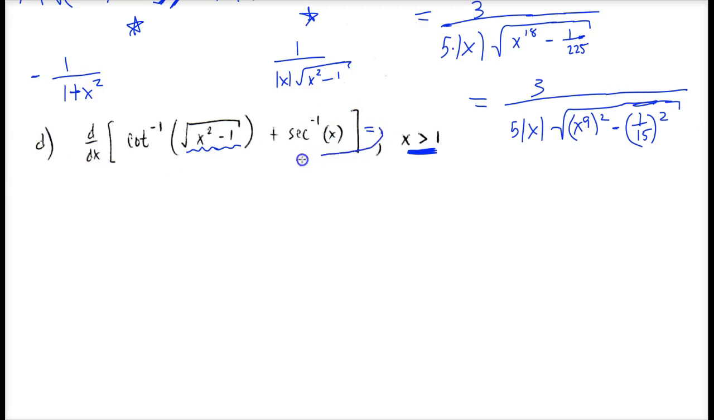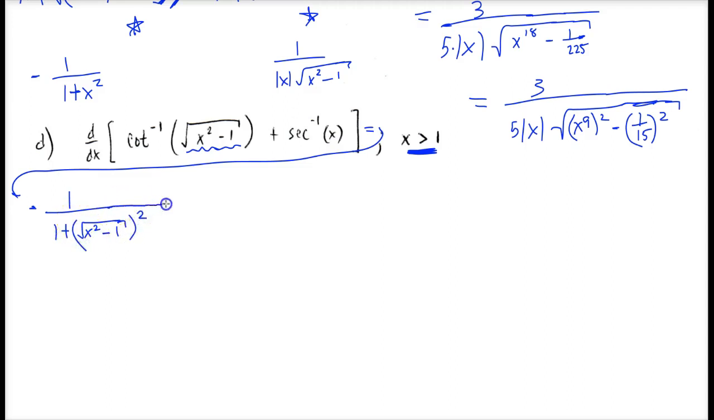Okay, so let's move forward here. The derivative of cotangent inverse of blah is just negative 1 over 1 plus blah, and our blah is just square root of x squared minus 1, squared. And then, of course, that will be multiplied by the derivative of square root of x squared minus 1, which is the same as saying, let's take x squared minus 1 raised to the 1/2 and take the derivative of that with respect to x. We'll take care of that in the next step.